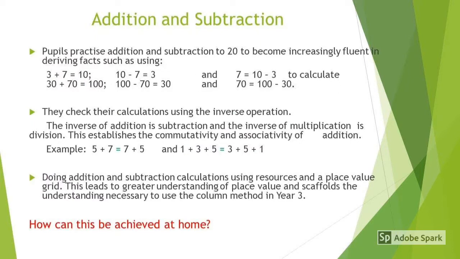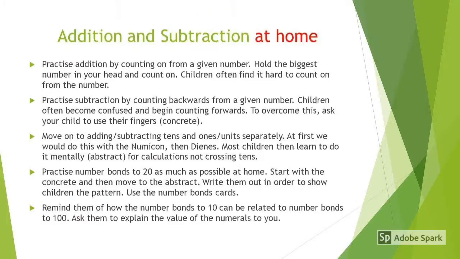For addition and subtraction, children need to be able to use their number bonds to 20, and then derive associated facts to 100. This demonstrates a solid understanding of the tens place and the ones place. They will also need to be able to check their calculations using the inverse and solve addition and subtraction problems using a variety of resources.